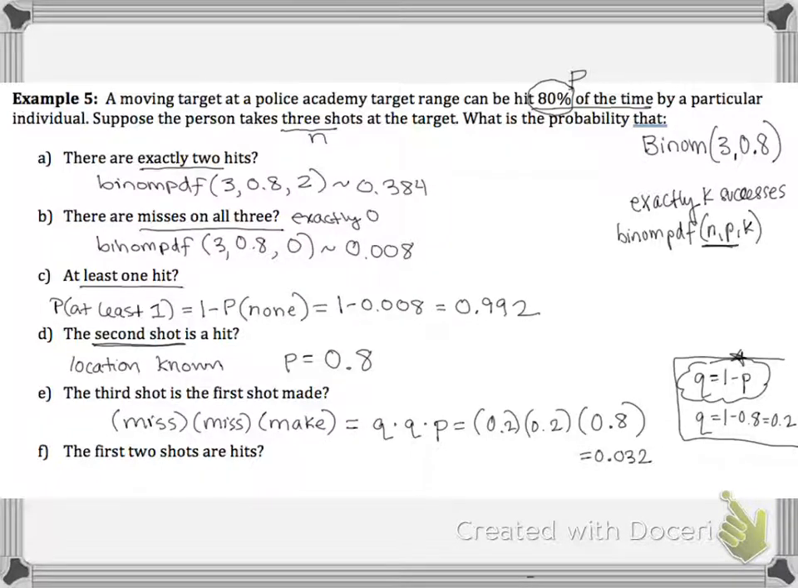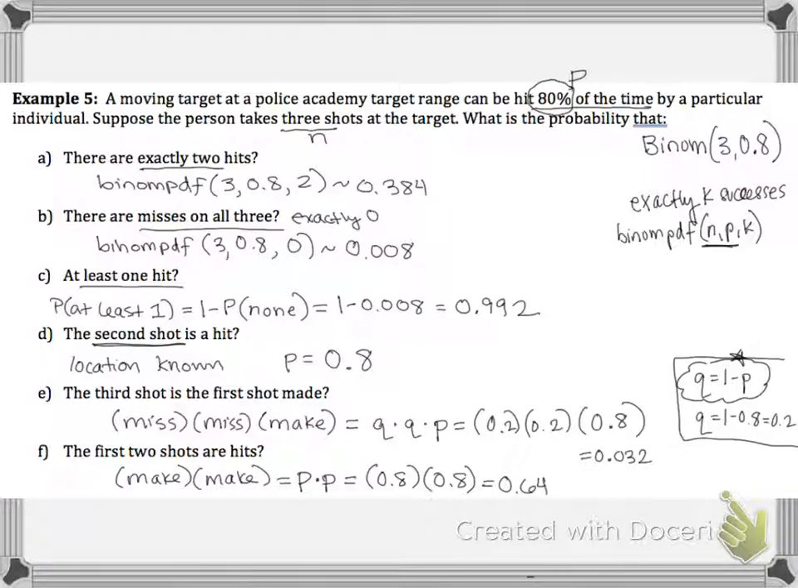All right, this is also different wording. This is like the first 2 shots are hits, but we don't know anything else about the other shots, and they're not really relevant in this case if they don't mention them. This is like I made it, and then I made it, and then I could care less what happens after that. So I would take the probability of success times the probability of success. So that'd be 0.8 times 0.8, which gives me 0.64.